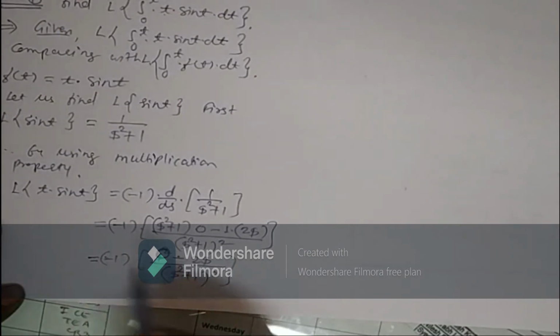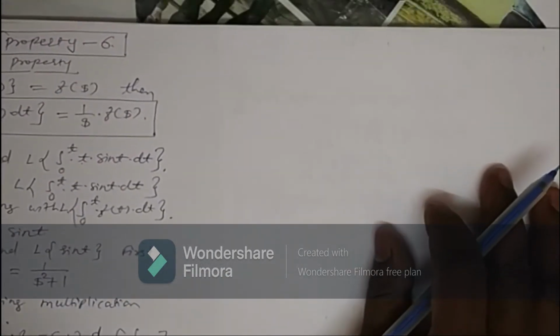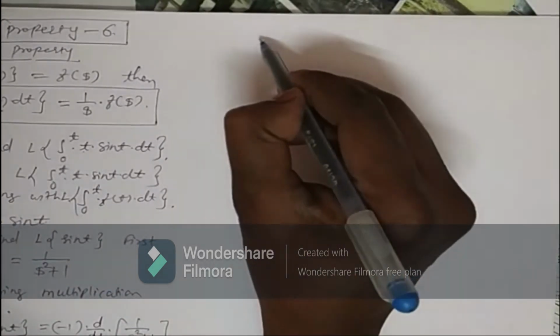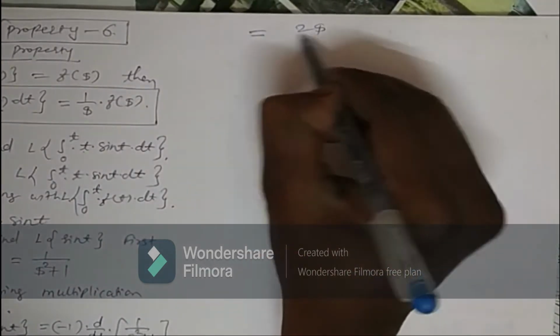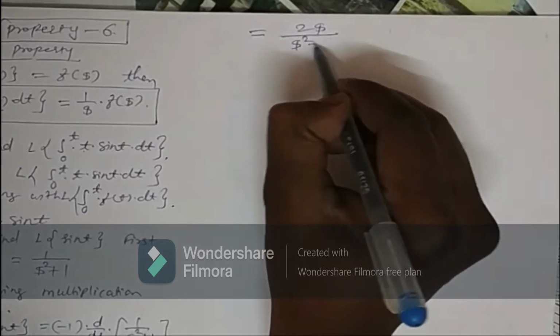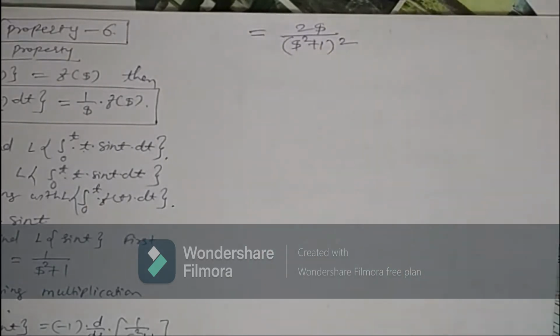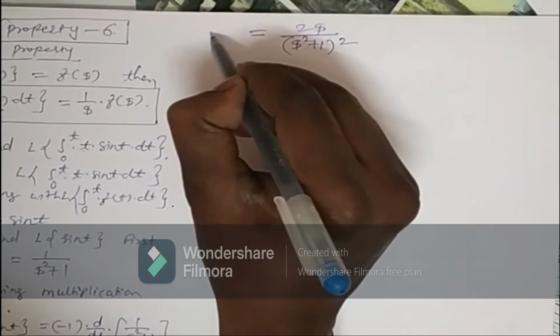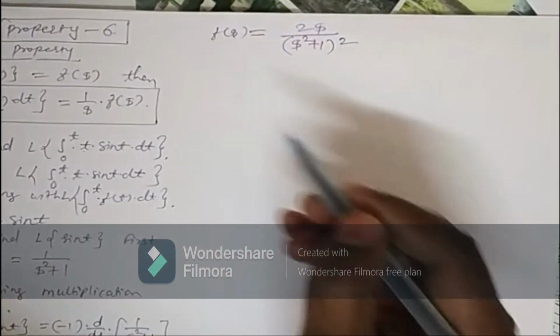This minus will get cancelled, minus of plus. So that is equal to plus 2s upon s square plus 1 whole square. So this is the value of F of s, right?